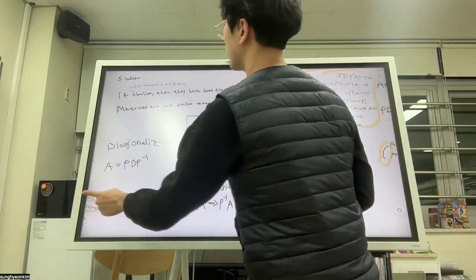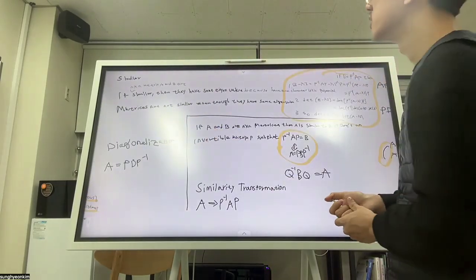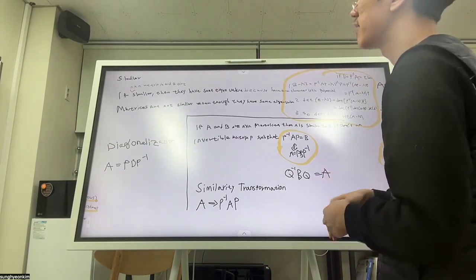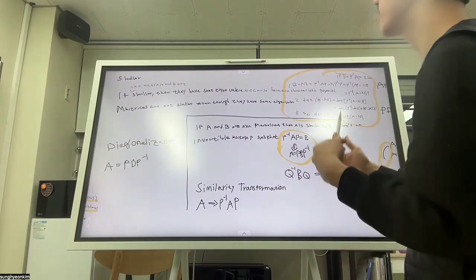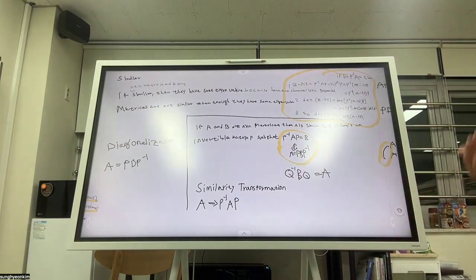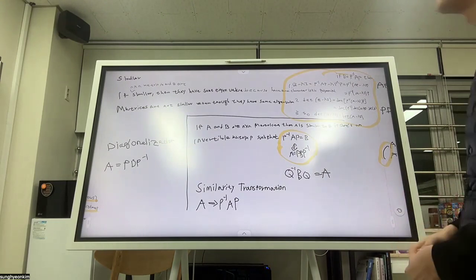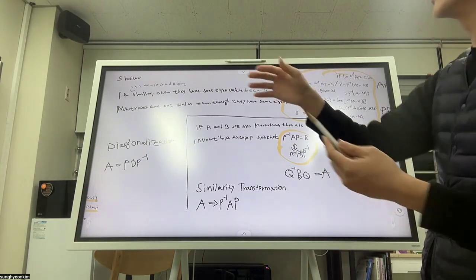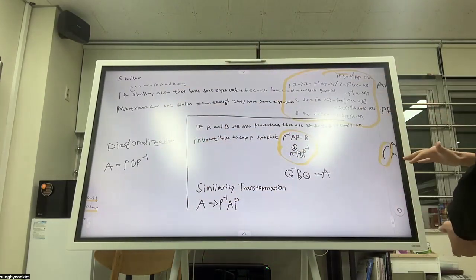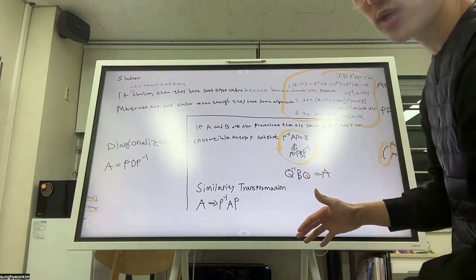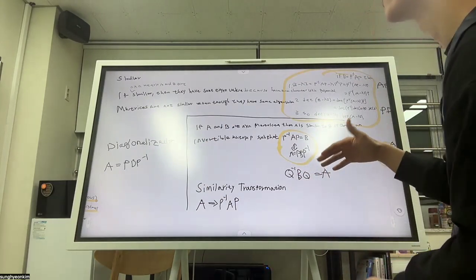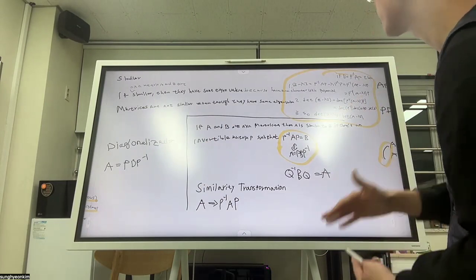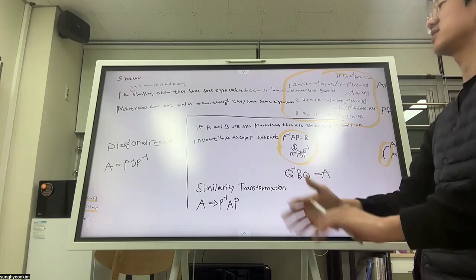Now let's see what similarity is. If the n by n matrices A and B are similar, then they have the same eigenvalues because they have the same characteristic polynomial. Matrices are not necessarily similar even though they have the same eigenvalues. When they are similar, then they have the same eigenvalues and the same characteristic polynomial, which is true. The converse is not true.